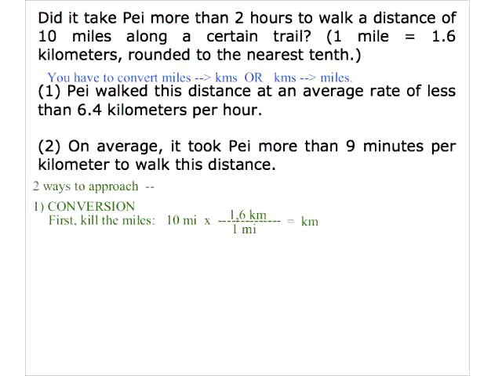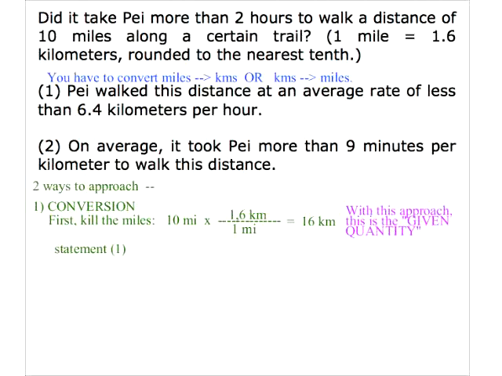So statement 1. With statement 1, the average rate is less than 6.4 kilometers per hour. So we need to figure out how long. Sorry, I didn't write 16. 16 kilometers. In each of these statements, if you approach it this way, this is the given quantity, because this is the number of kilometers that Pay is actually supposed to walk. And the other things are just speeds. Speeds are also conversion factors.